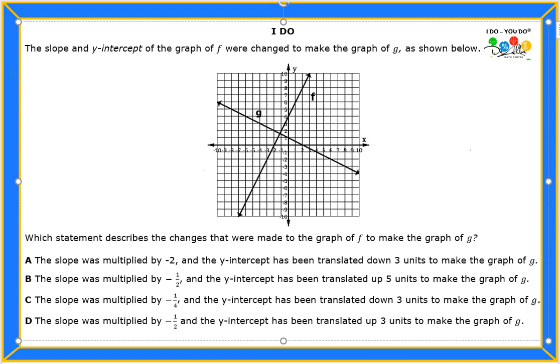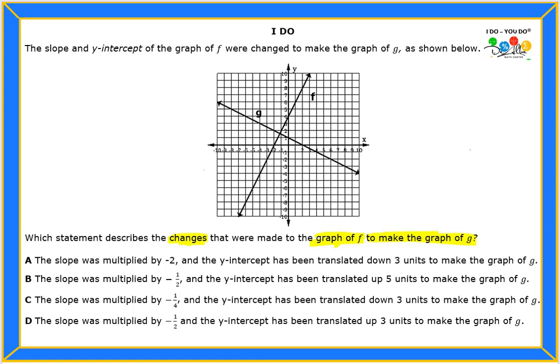And it says, the slope and y-intercept of the graph of f were changed to make the graph of g as shown below. Which statement describes the changes that were made to the graph of f to make the graph of g? Okay, so we want to find out what changes happen to go from graph f to graph g. So it's very important that you know which one is your starting graph if you want to think about it from that perspective, and which one is the one that you ended up with.